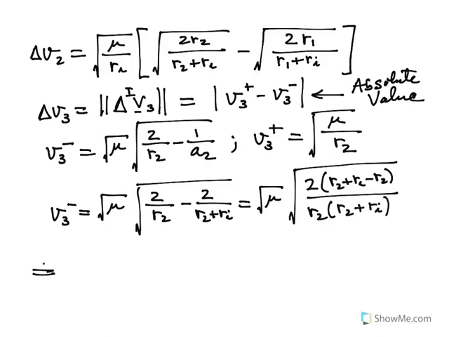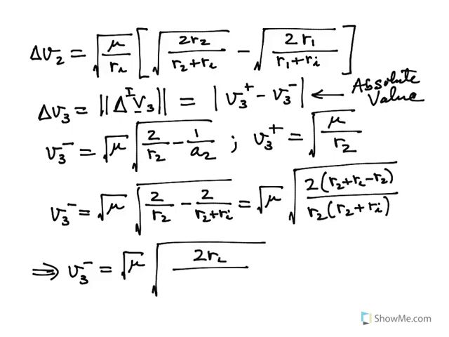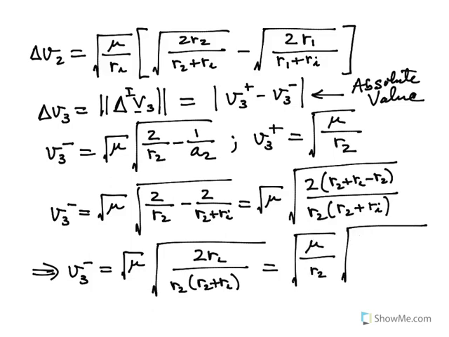Now that gives V3 minus is equal to the square root of mu times the square root of 2Ri all divided by R2 times R2 plus Ri, which is equal to the square root of mu over R2 times the square root of 2Ri all divided by R2 plus Ri. So that's V3 minus. Now we see what V3 plus is. It's the square root of mu over R2. So now we have to figure out, well, which one of these is bigger? Is V3 minus bigger, or is V3 plus bigger?